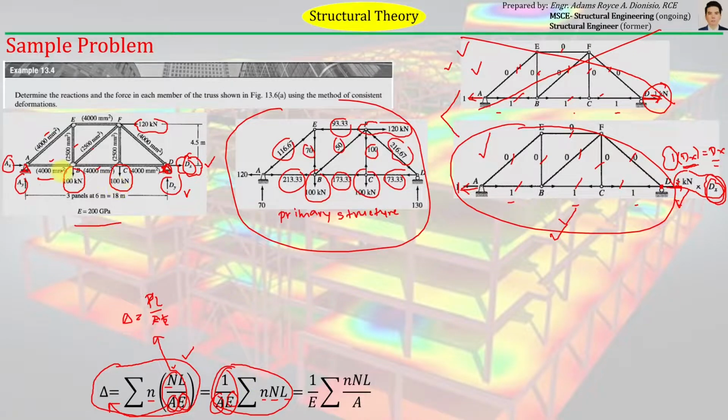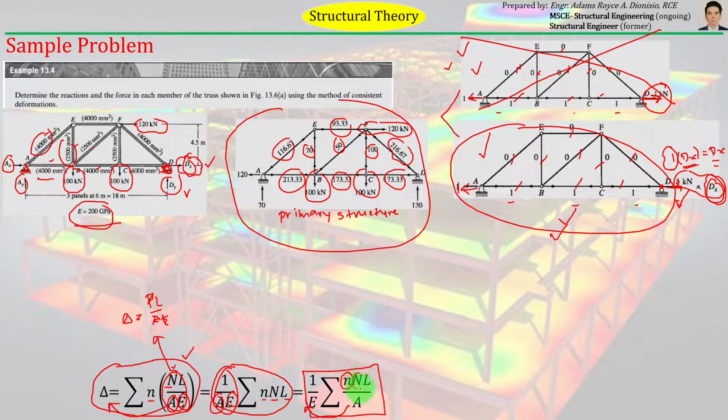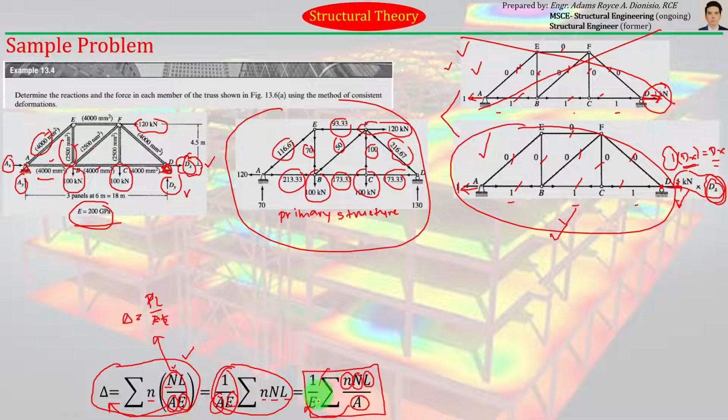But for this particular case, since the cross-sectional areas are not constant, we have two different cross-sectional areas here, 4,000 and 2,500. So might as well let us express the formula in terms of this. The only constant is the modulus of elasticity, which is equal to 200 gigapascal. So that is the only term that we can move outside the summation. We need to compute small n, multiply it by capital N, and then L, divide them by the cross-sectional area, and then sum them up for each of the members. That is just the goal here.